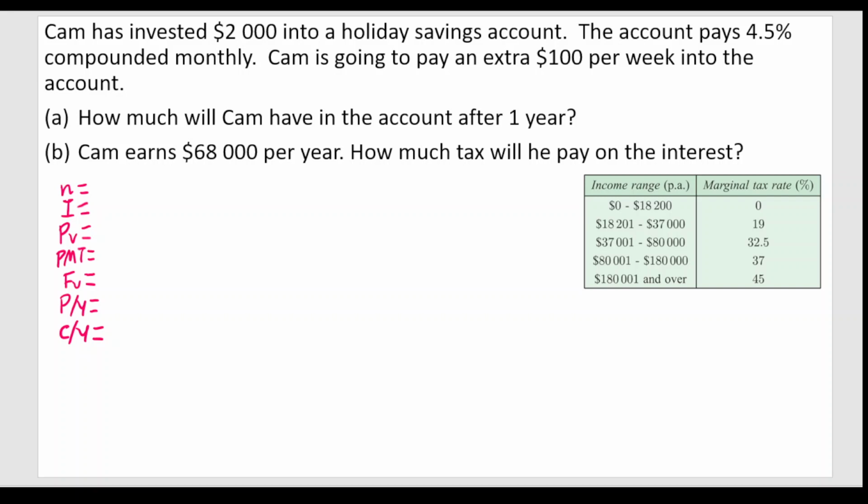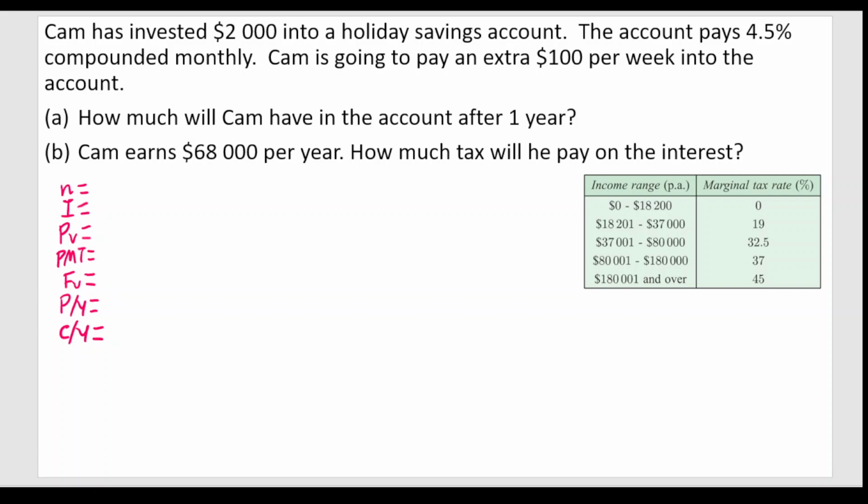Cam is investing $2,000 into a holiday savings account. The account pays 4.5% interest, which is compounded monthly. He's going to also pay an extra $100 per week into the account. Now, this is a question where we've got a different compounding period compared to the payment period. So it's really important that we look at the PY and CY carefully.